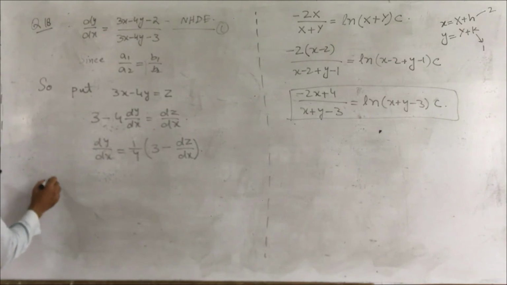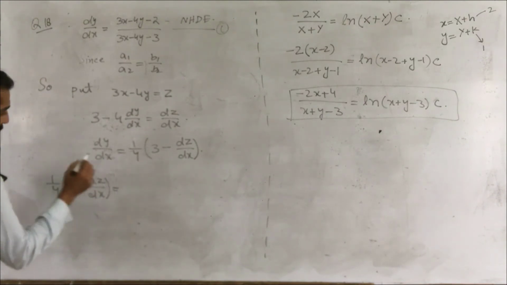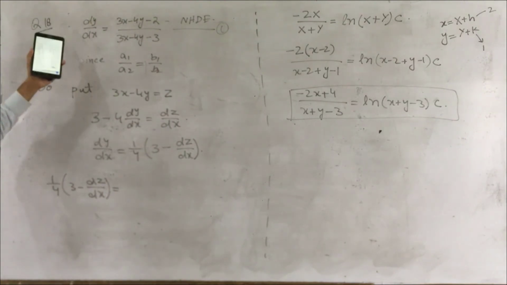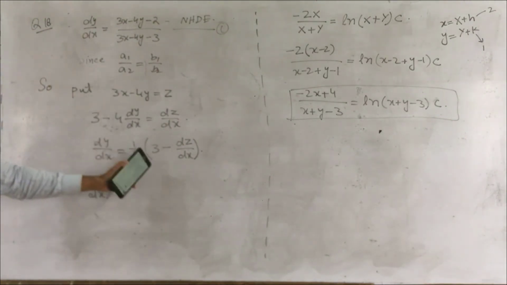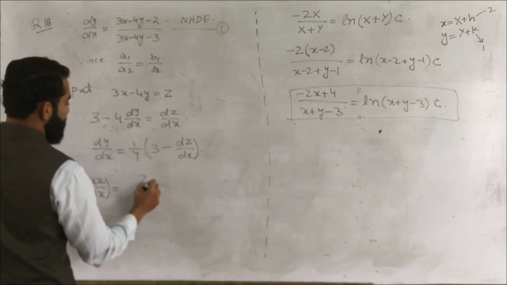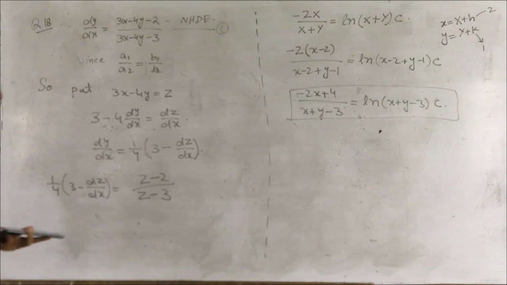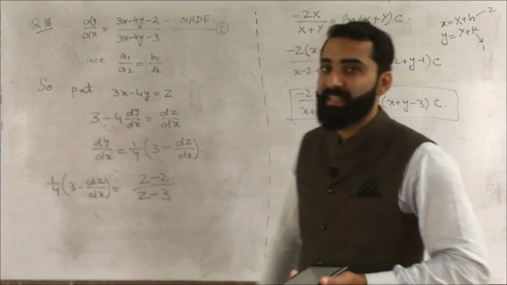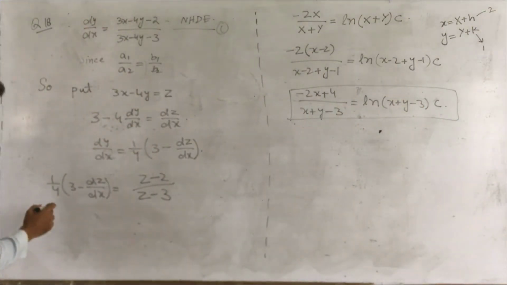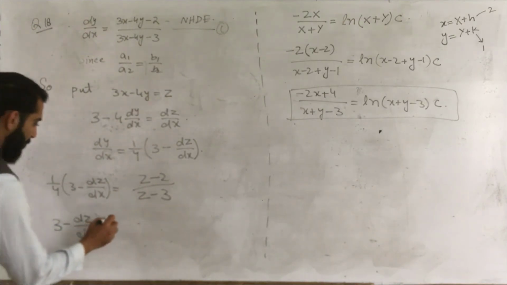This equation will convert to 1 over 4 into (3 minus dz over dx) is equal to the right hand side, where I put the value of dy over dx on the left hand side. Now the value of 3x minus 4y is z, so we have z minus 2 and z minus 3. Now this equation is converted to the variables x and z, in which z is the dependent and x the independent variable. We will now start separating variables.